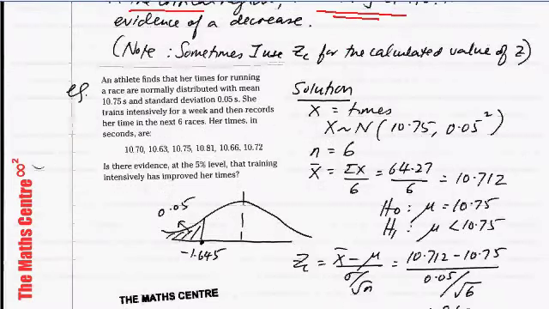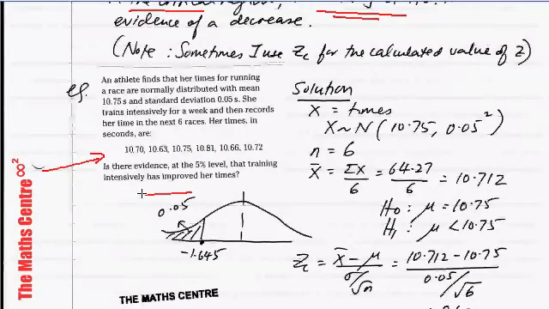Okay. An athlete finds that her times for running a race are normally distributed with mean 10.75 and standard deviation 0.05. Good. She trains intensively for a week and then records her time in the next 6 races. Her times are given. Okay, 1, 2, 3, 4, 5, 6 values are given. So that's all here. And is there evidence at the 5% level that training intensively has improved her times?